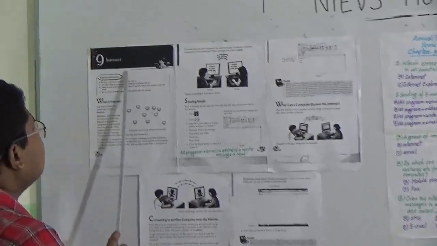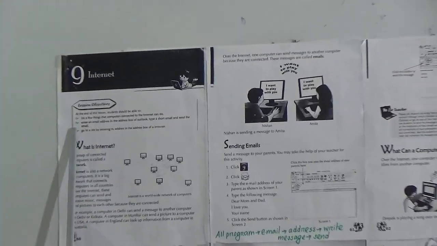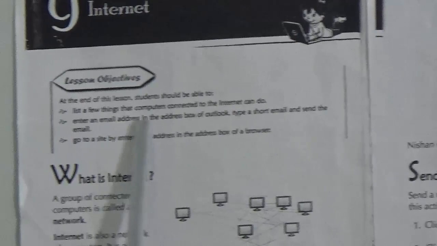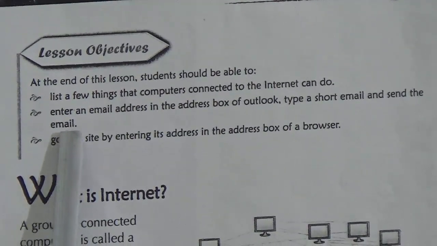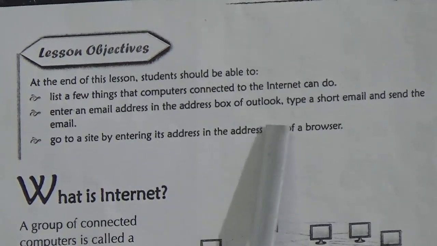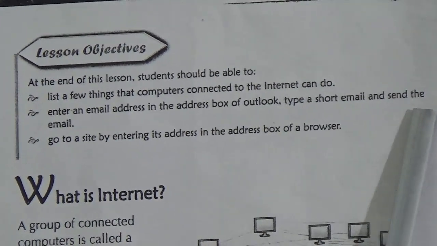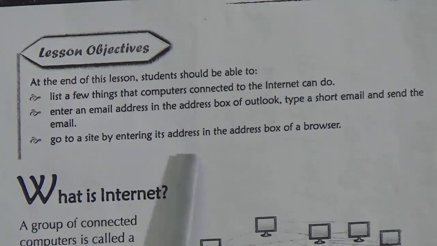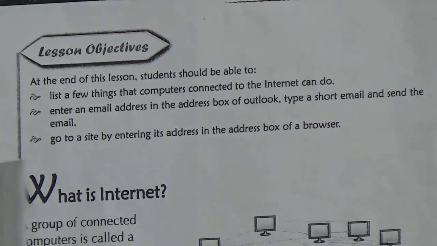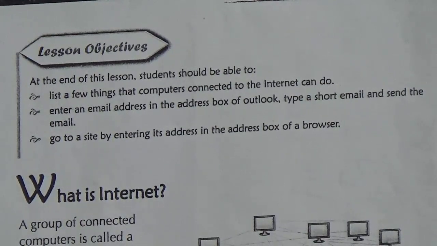So chapter 9, internet, lesson objectives. List a few things that computers connected to the internet can do. Enter an email address in the address box of Outlook, type a short email and send the email. Go to a site by entering its address in the address box of a browser. This is the lesson objectives. So what is internet? Very important question.